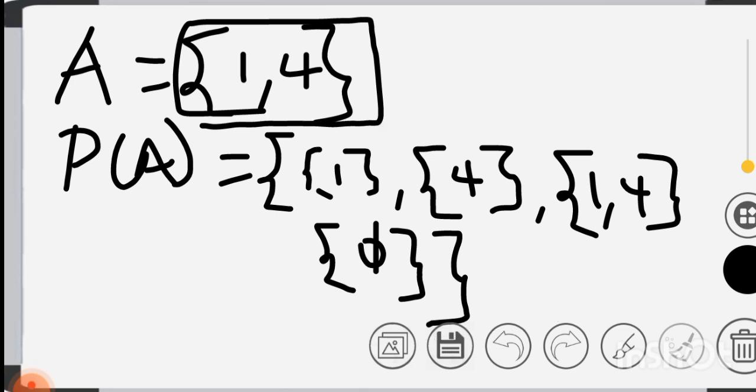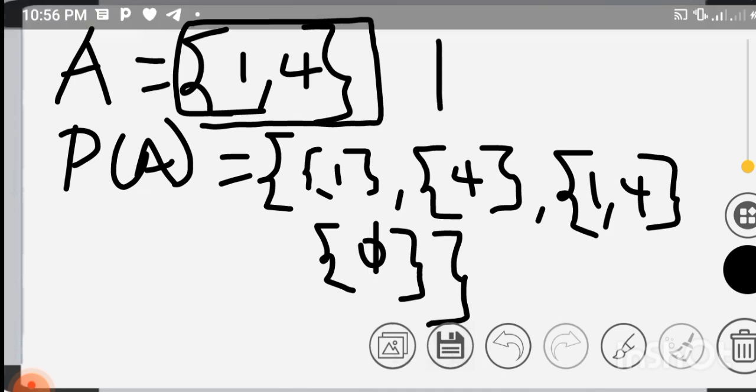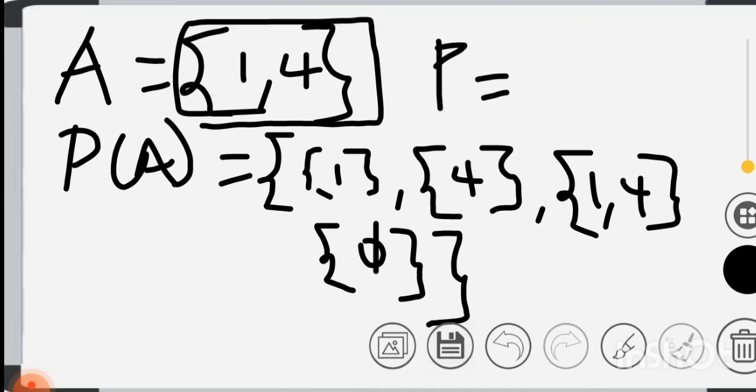And how do you know? Look at how to know. The power set of a set means 2 raised to the power n. That's how to get it, 2 raised to the power n. Now what is this n? N means the cardinality, or the number of elements, of that particular set.